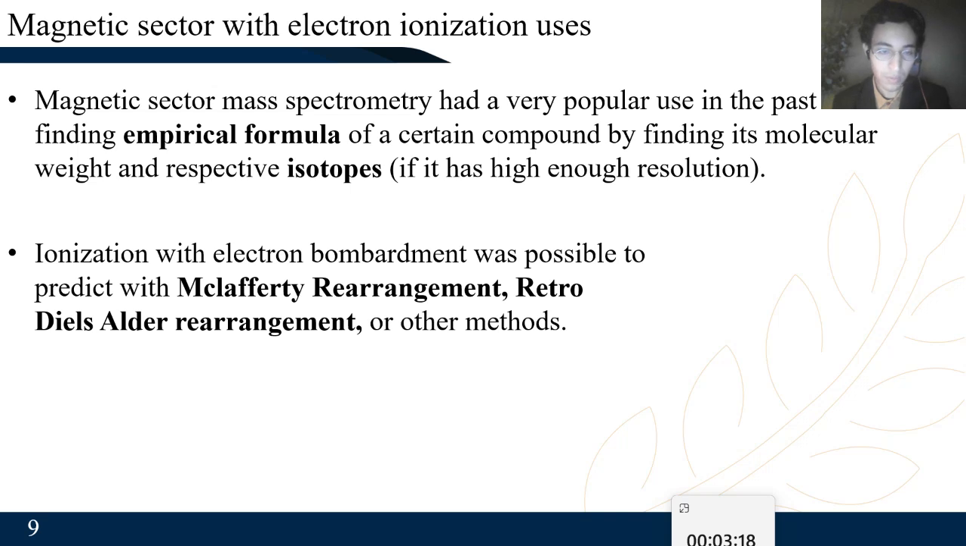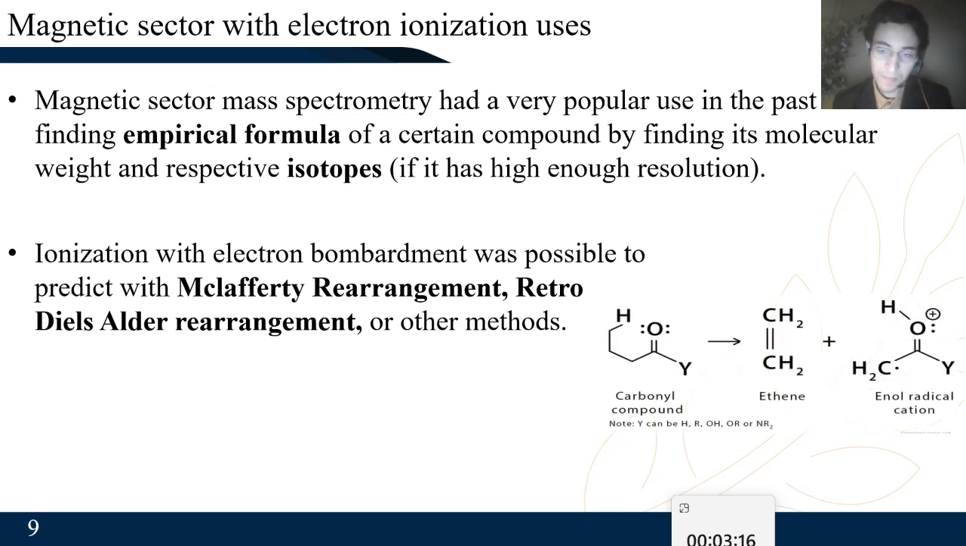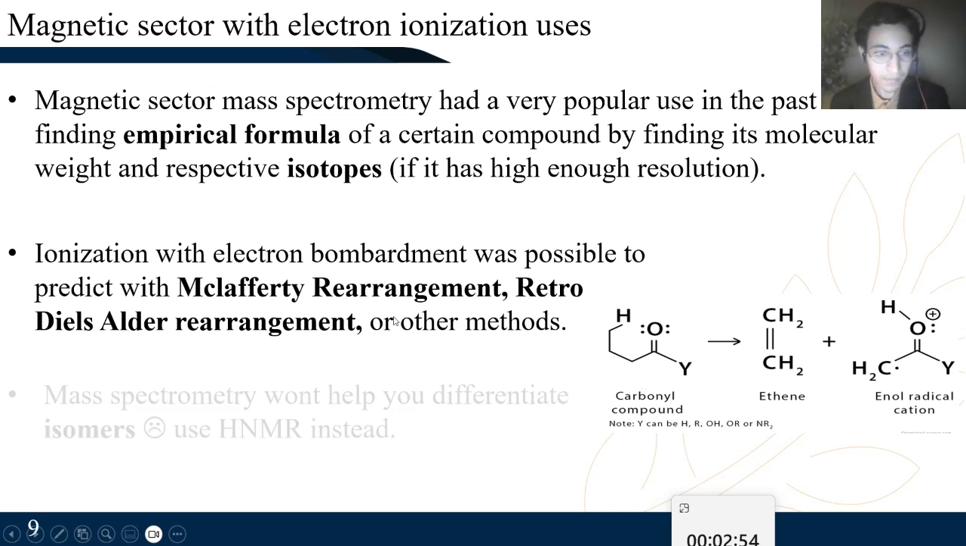There are different ways to predict diffraction. This one is the McLafferty rearrangement. So electron bombardment here knocks off an electron. This oxygen takes up this hydrogen. Then this one is neutral, and you get left with this cation here that enters the mass spectrometer. This is McLafferty rearrangement for carbonyl compounds. Retro Diels-Alder is for cyclic compounds and so on.